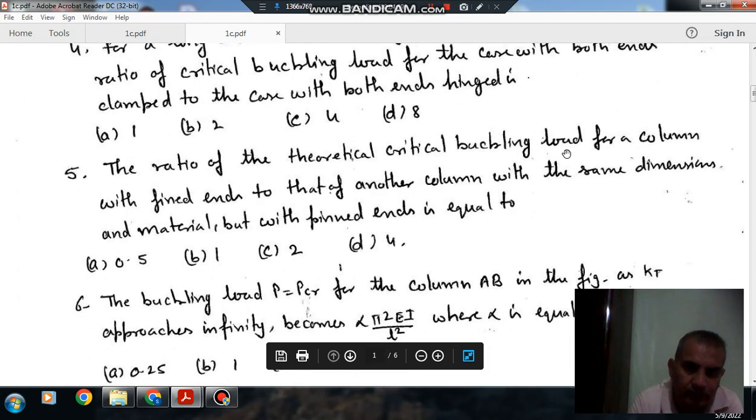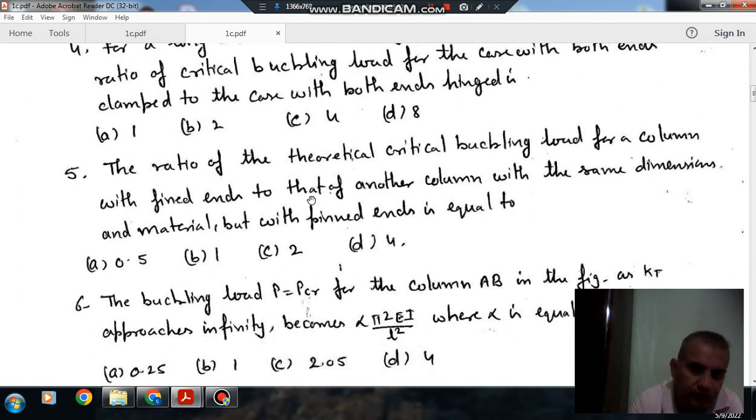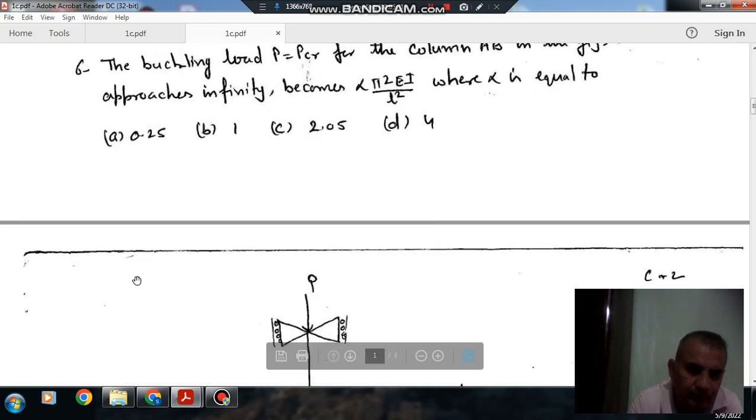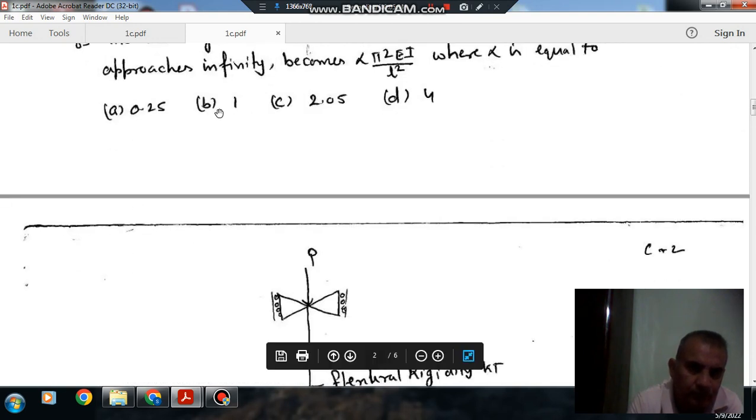Next, the ratio of theoretical critical buckling load for a column with fixed ends to another column with the same dimension and material, but with hinged ends. This is the same question, so the answer is 4. Next, the buckling load P is equal to P critical for column AB in the figure. As KT approaches infinity, it becomes alpha pi square EI by L square, where alpha is equal to: option A 0.25, option B 1, option C 2.0, and option D 4.